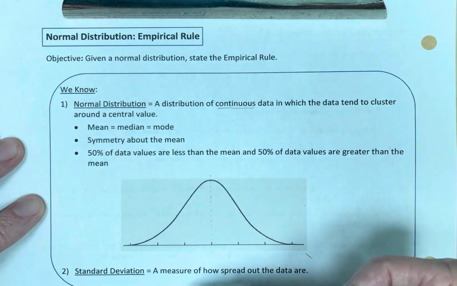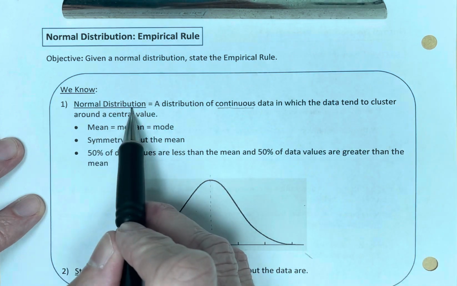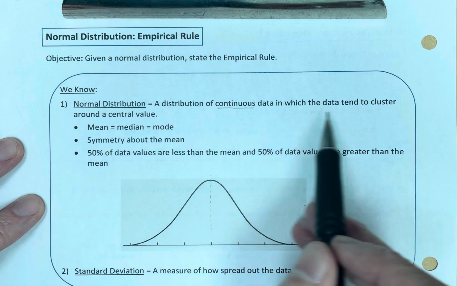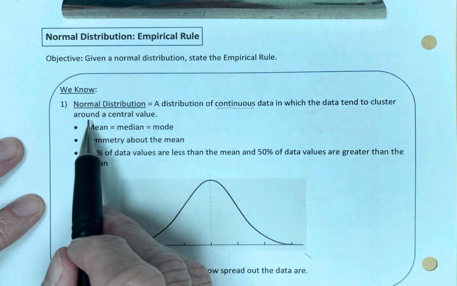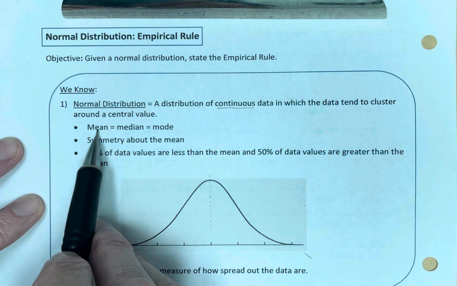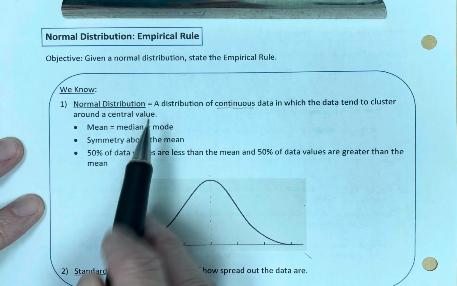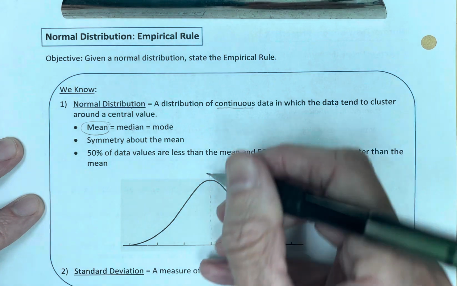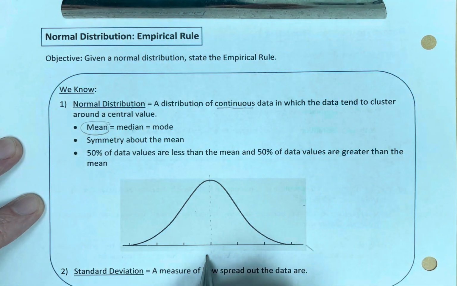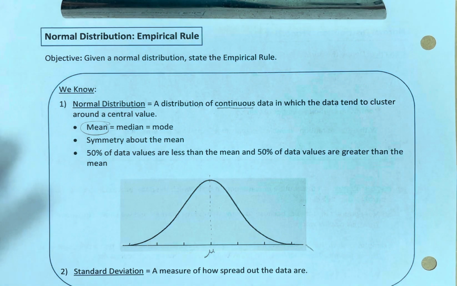So a couple things we know. The normal distribution is a distribution of continuous data in which the data tend to cluster around a central value. That value is the mean, which is equal to the median and the mode, but we're going to focus on the mean. And so I've drawn a dashed line down here through the mean, and we'll label it with mu.